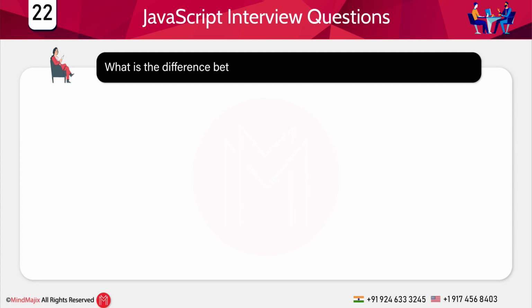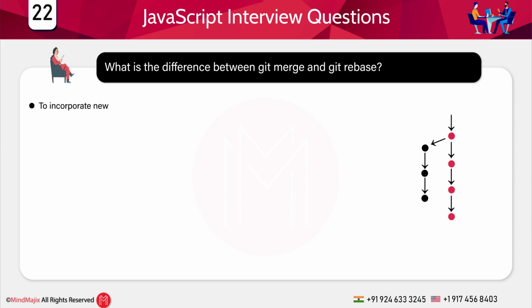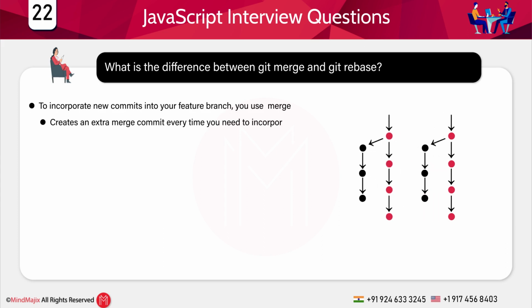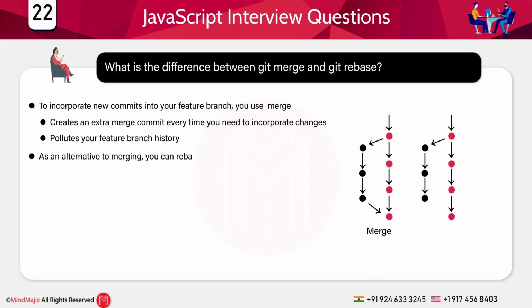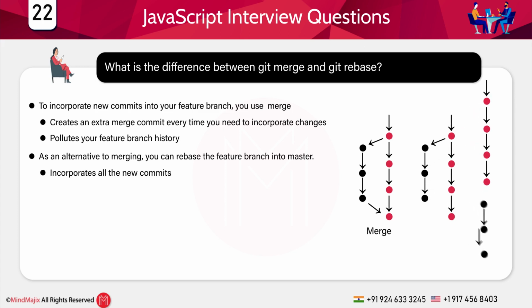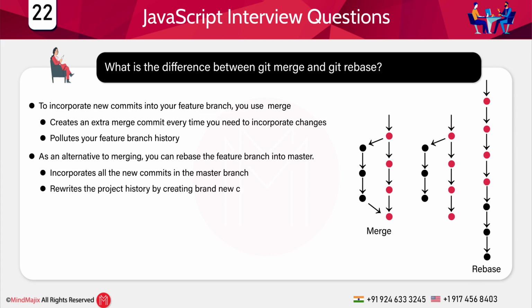What is the difference between Git merge and Git rebase? To incorporate the new commit into your feature branch, you use merge feature master. It creates an extra merge commit every time you need to incorporate the changes. It pollutes your feature branch history. As an alternative to merging, you can rebase the feature branch onto the master. It incorporates all the new commits in the master branch, then rewrites the project history by creating brand new commits for each commit in the original branch.